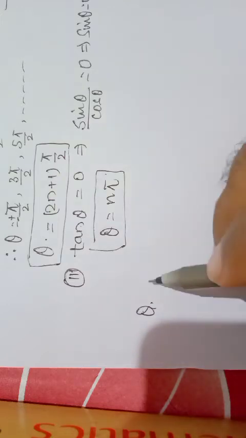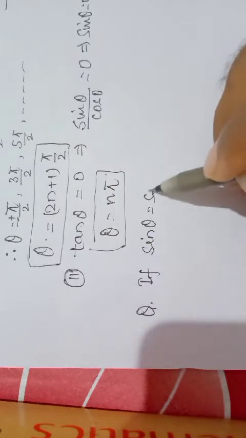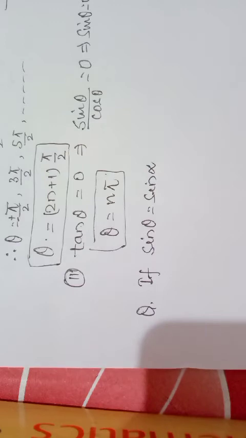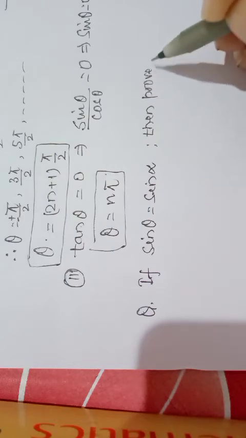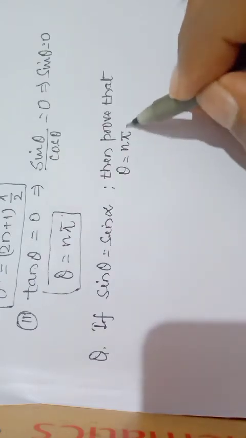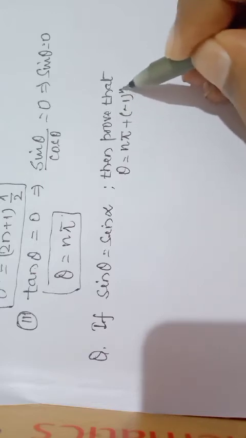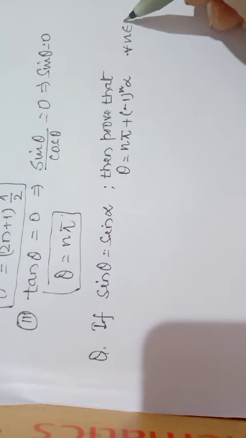See the next one. If sin theta is equal to sin alpha, then prove that theta is equal to n pi plus (minus 1) to the power n into alpha, for all n belongs to integer I.